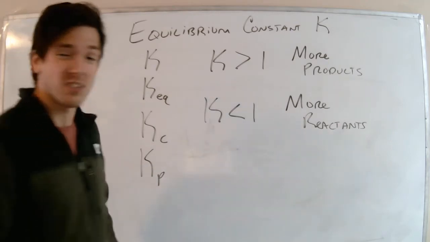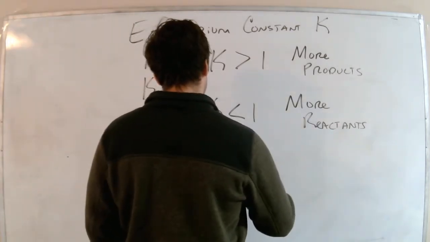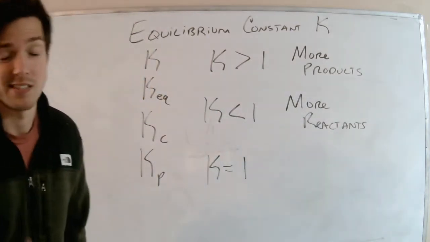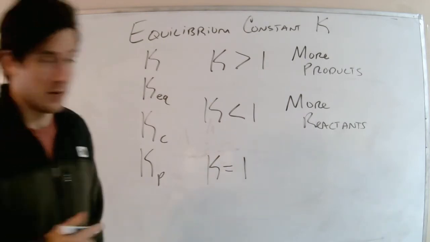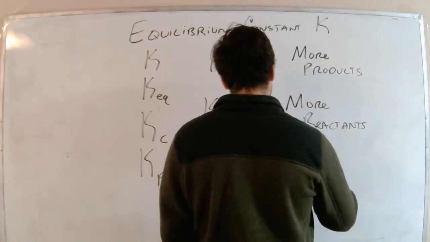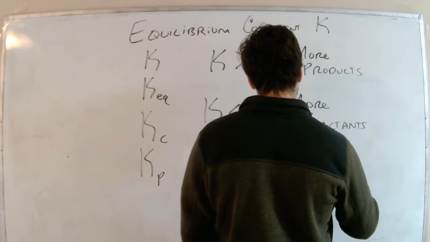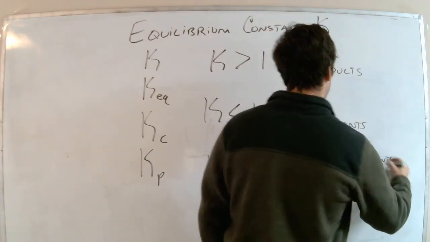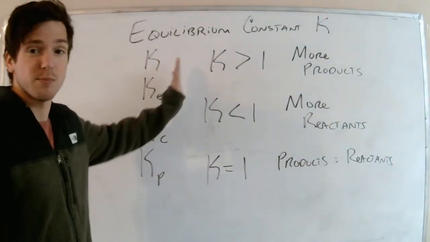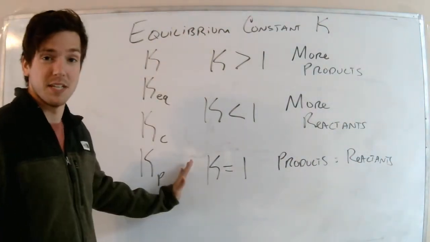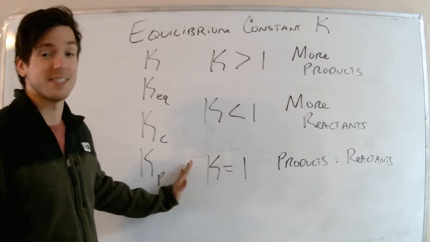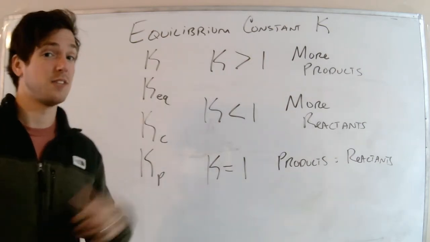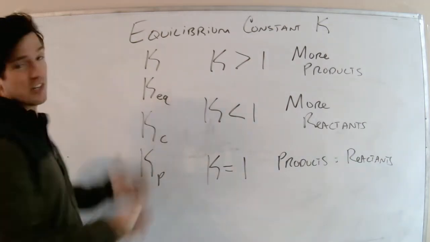And then, of course, if K equals 1, that just means the products and reactants equal one another. So you're going to have the same amount of products as reactants. Get this concept into your brain real well, because this is the foundation of acids and bases. It's a good foundation. Equilibrium.